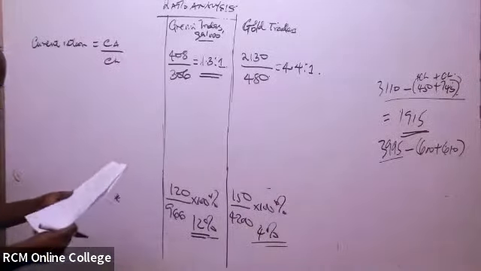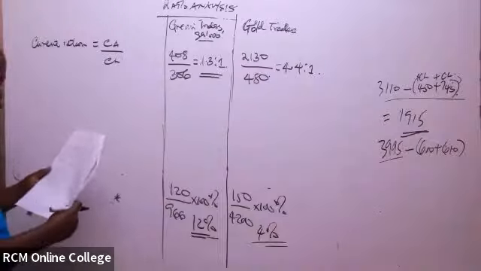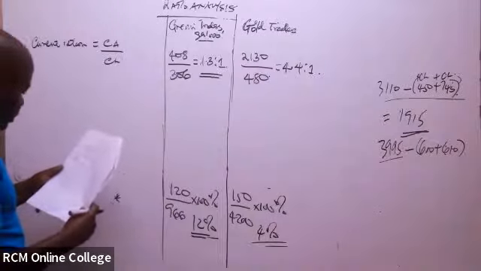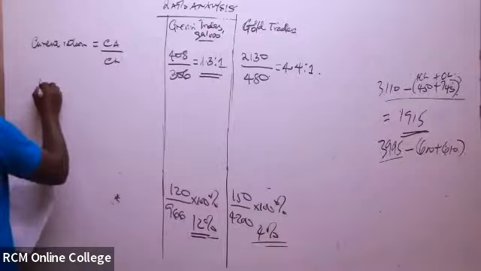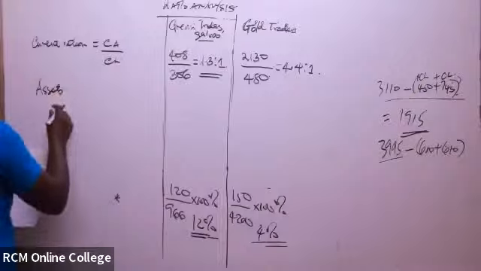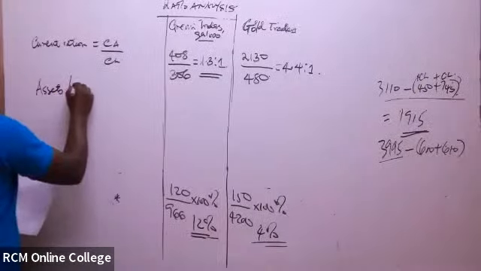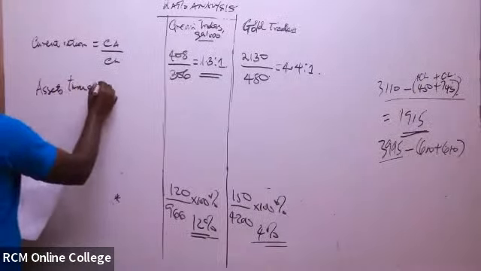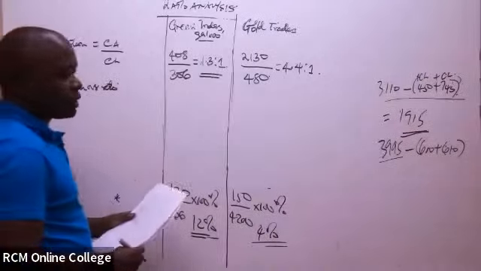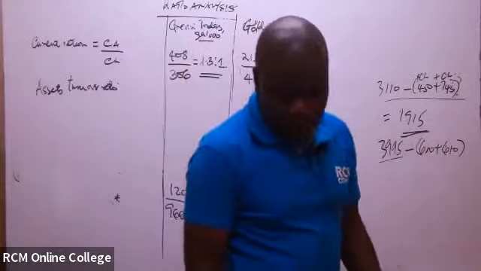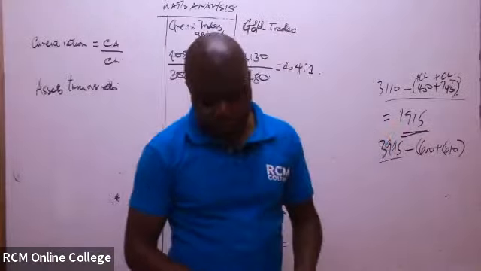Then the next ratio, in this case, you've been called upon to compute. It is the return on assets. The return on assets we've already done. So it is what? The asset turnover ratio. What is the formula for asset turnover ratio?